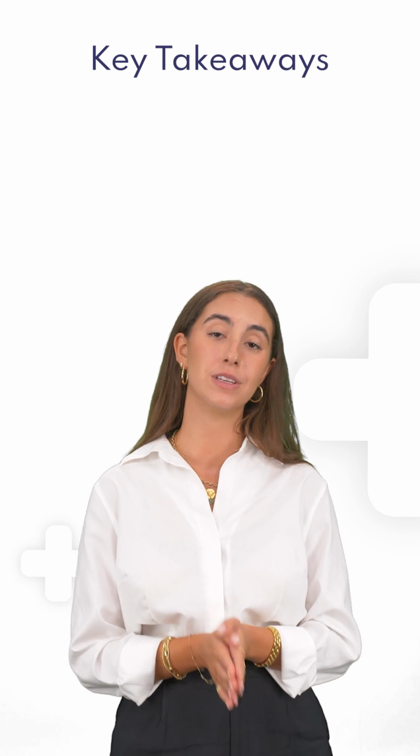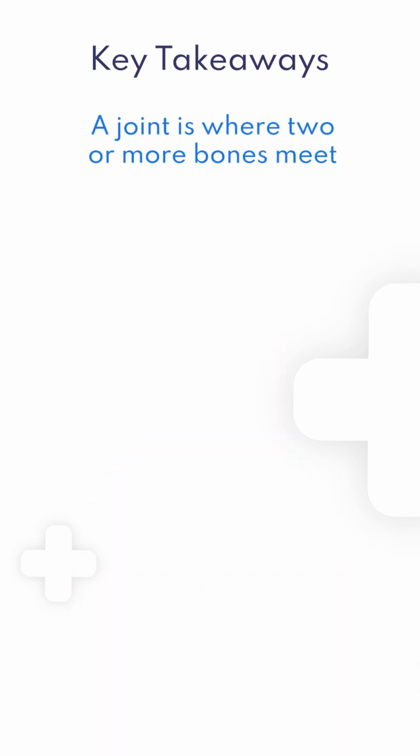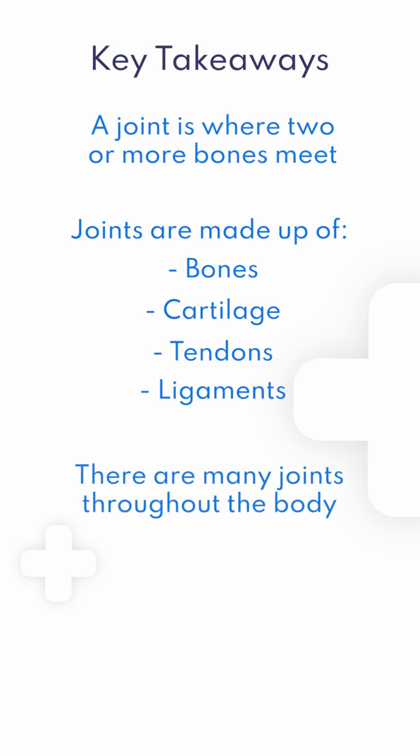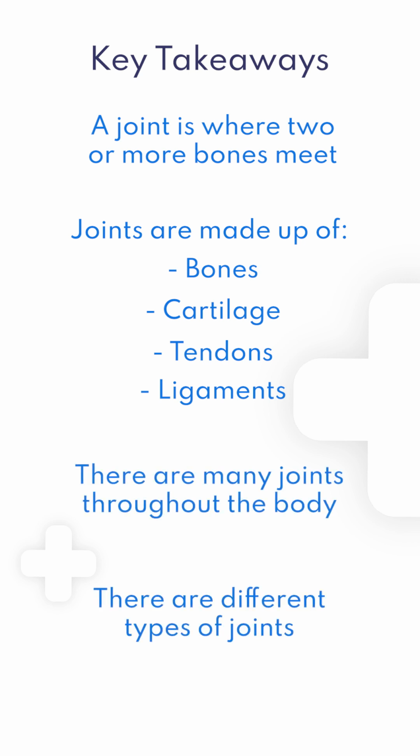Don't worry, you don't have to remember the exact names of all of these joints in order to be a great home care worker. The key things you do need to remember from this lesson are that a joint is where two or more bones meet. Joints are made up of bones and soft tissues like cartilage, tendons, and ligaments. There are many joints throughout the body, and there are different types of joints that allow for different types of movement. So now that we've covered the basics, please answer the short quiz below and join me in the next lesson where we will cover what's normal and what's not when it comes to aging joints.